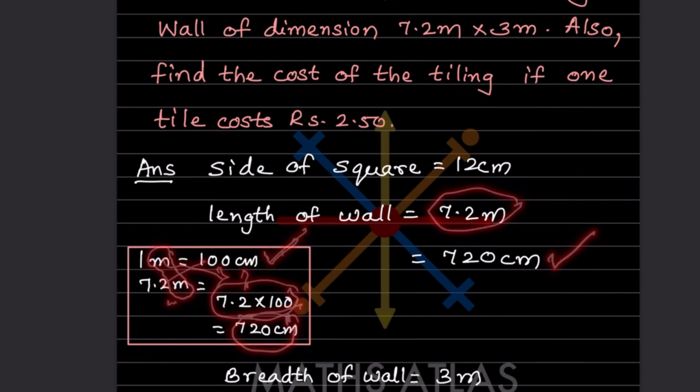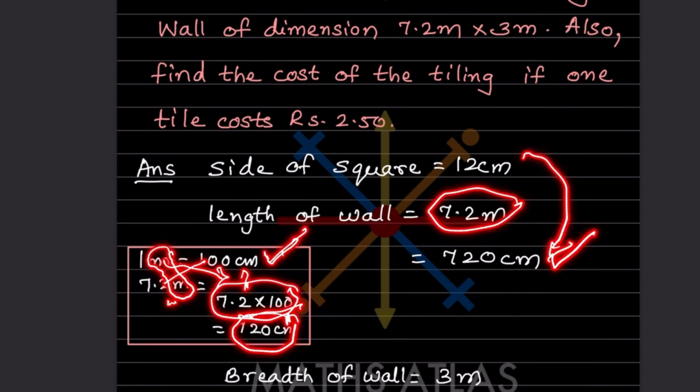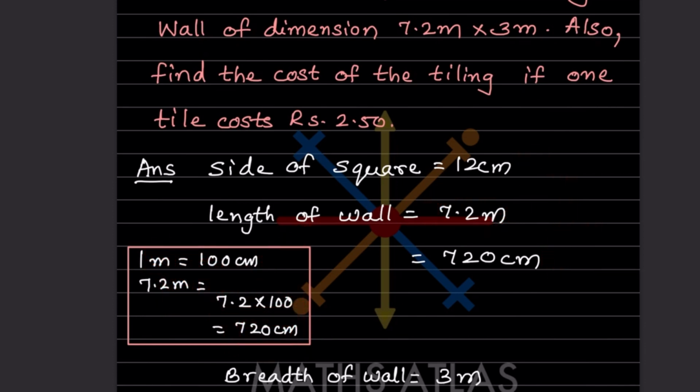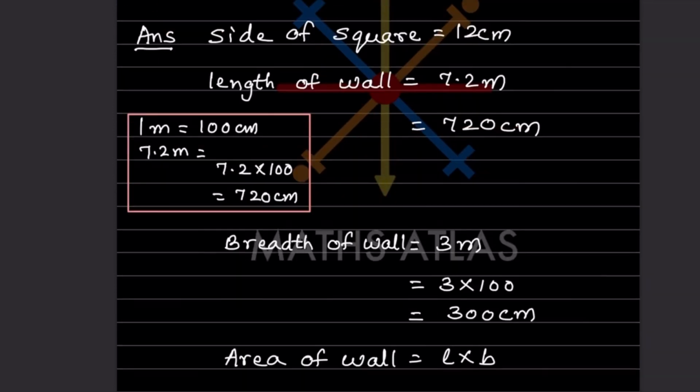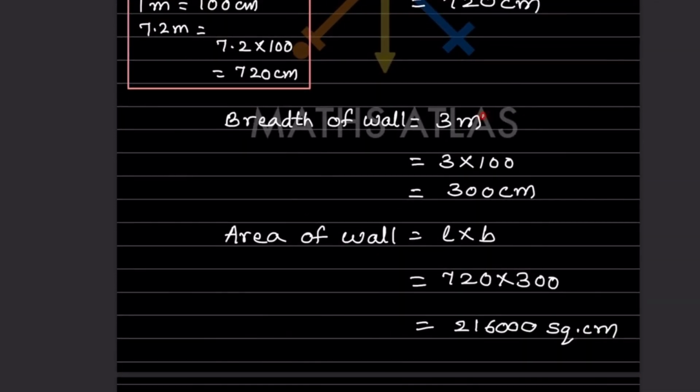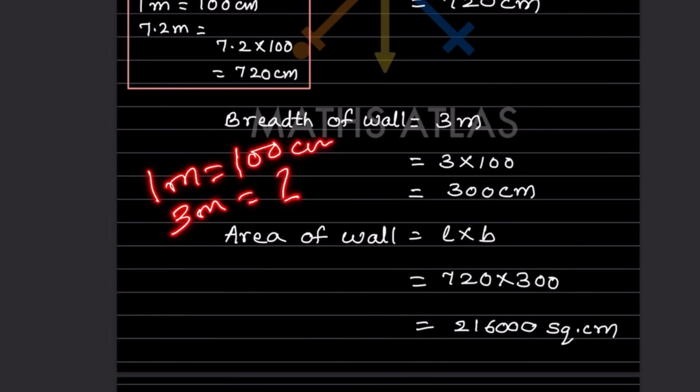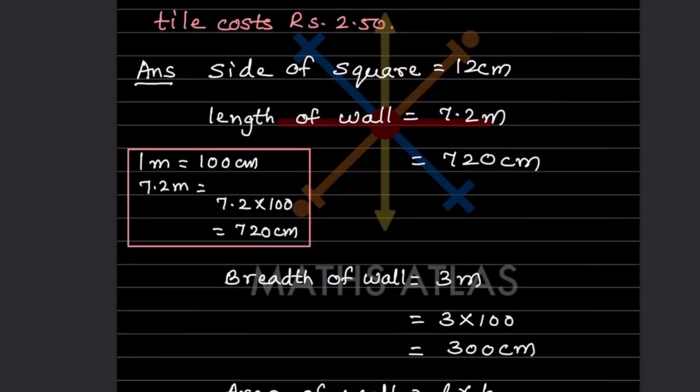That is what I got. So now this is also in centimeter, this is for the length. Now again the breadth is 3 meter, so we are going to change this 3 meter too. 1 meter is 100 centimeter, so 3 meter is going to be how much? We cross multiply, that will be 3 into 100, that is going to be 300 centimeter. So now we got the length and the breadth in centimeter.